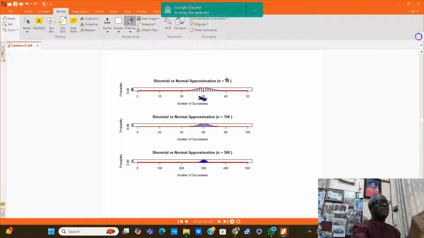So out of 50 samples drawn, the number of successes is 30. Out of 100, the number of successes is 60, and out of 500, the average number of successes is 300. So you can see how the number of successes in the samples spread around the center.